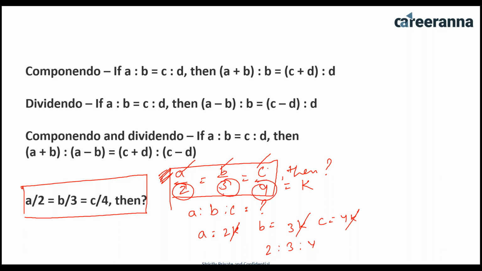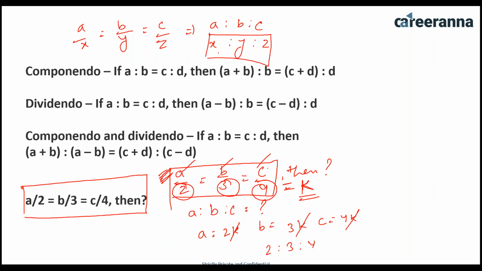And how to find out this? I can assume this number to be k, right? Very easy. Yes, Soumya, in every case. If let us take a by x equals b by y equals c by z, then if you have to find out a is to b is to c, it will be x is to y is to z in every case.